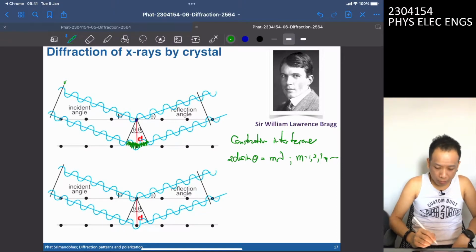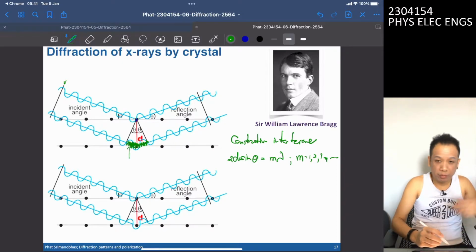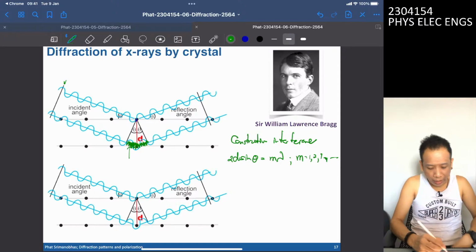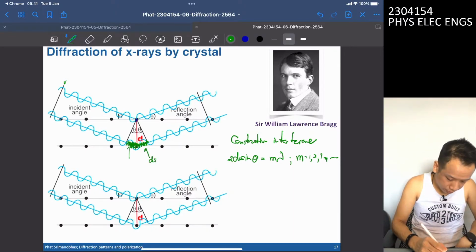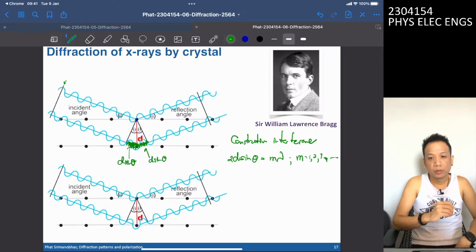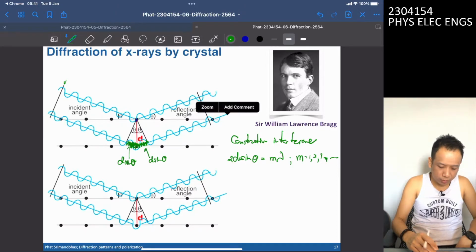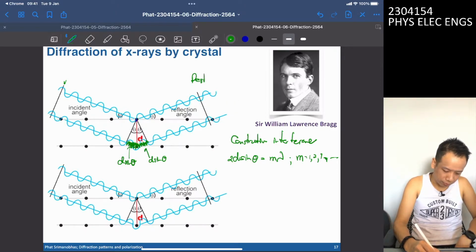Be careful, because the path difference now is not just d sin theta. It's 2d sin theta, because it's coming from before the reflections and after the reflections. So when the wave goes out, it creates the interference pattern. It can be destructive. So this one is destructive.